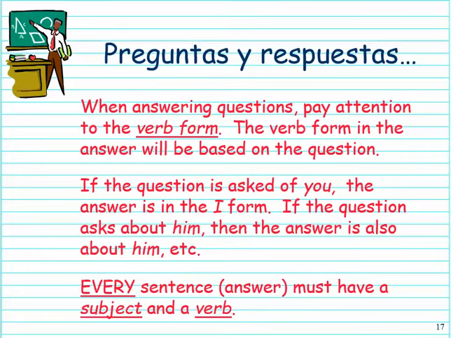Preguntas y respuestas. When answering questions, pay attention to the verb form. The verb form in the answer will be based on the question. If the question is asked of you, then the answer will be in the I form. If the question asks about him, then the answer is also about him, etc. Every sentence or answer must have both a subject and a verb.